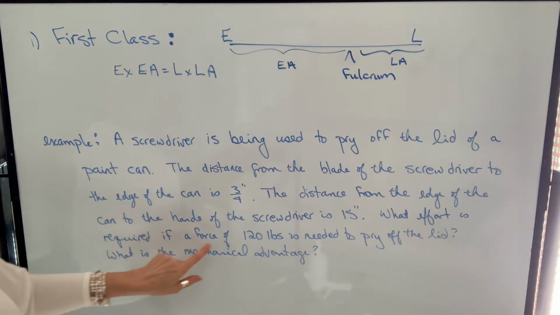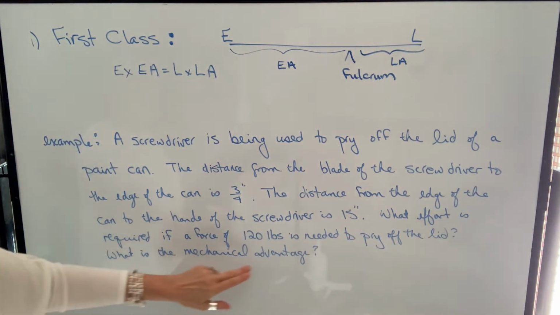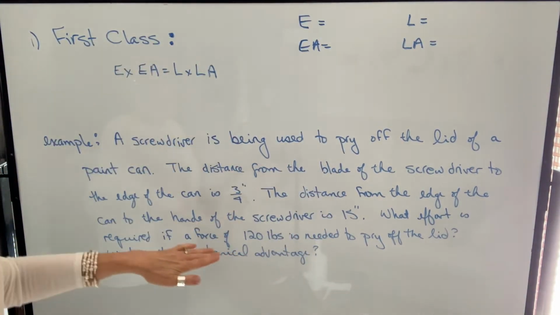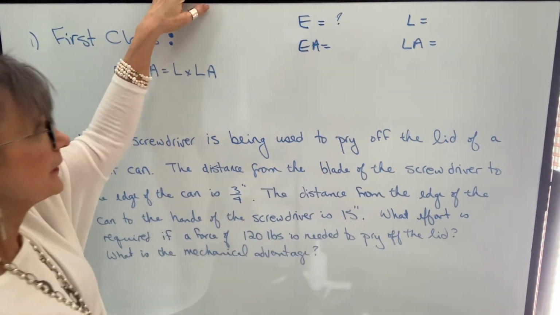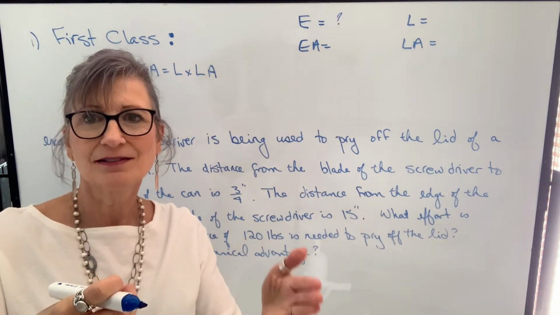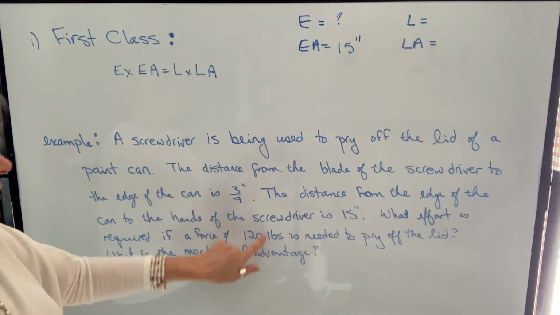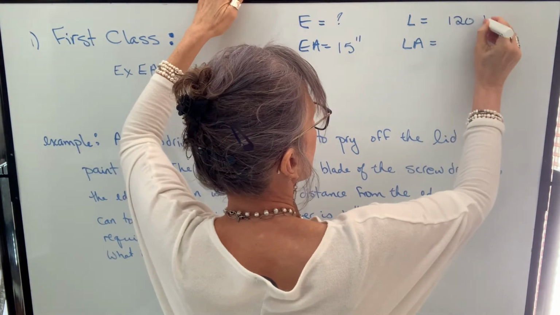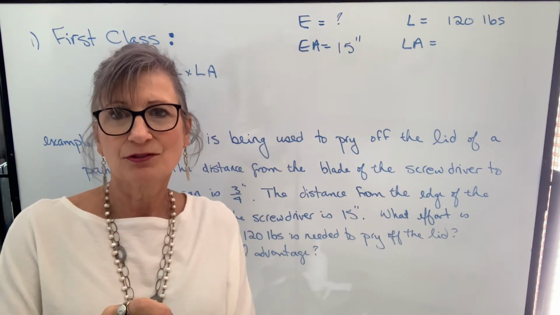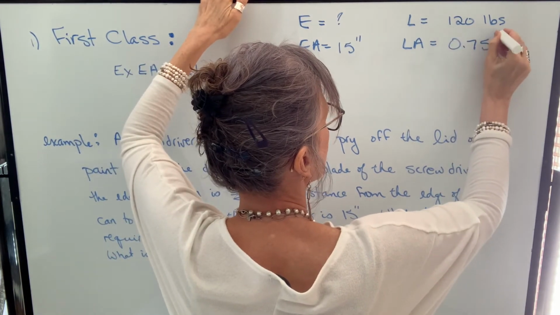What effort is required if a force of 120 pounds is needed to pry off the lid? And second, what is the mechanical advantage? In order to solve this, you could write the 4 values at the side. What effort is required? So we don't know this. The effort arm will be the distance from where the effort is applied to the fulcrum. So that's where your hand is to that pivot point, which is 15 inches. The load is 120 pounds. And the load arm is the distance from the fulcrum to the edge of the screwdriver, which is 3/4 of an inch. I'll just change that to a decimal, 0.75 inches.